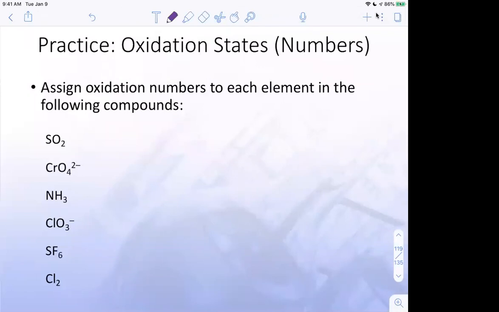So if I look at SO2, I know that oxygen is a -2. There's no peroxide here. This is a molecular compound, sulfur dioxide. Oxygen is a -2. So whatever sulfur is plus 2 times a -2 has to equal 0 because it is going to be a neutral compound. It's not an ion. So my sulfur needs to be +4.